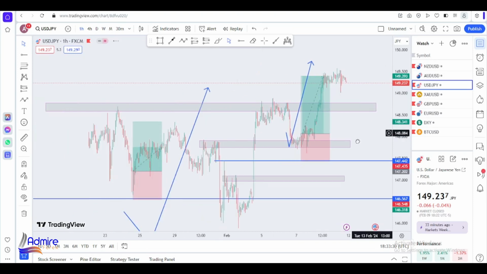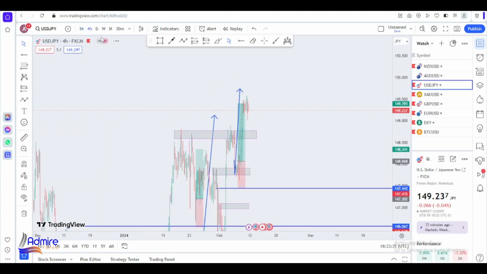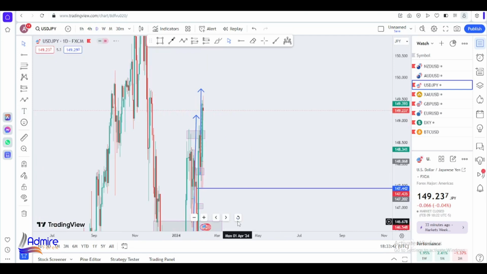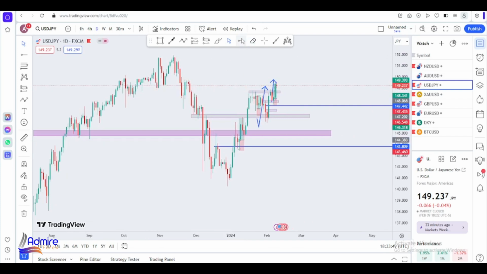So for this new week, where are we anticipating price to move to on the USD JPY? Okay, let me do this. The USD JPY, there's so much room to the upside. It's very free to the upside.